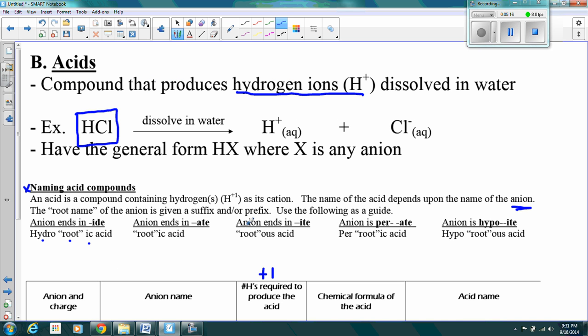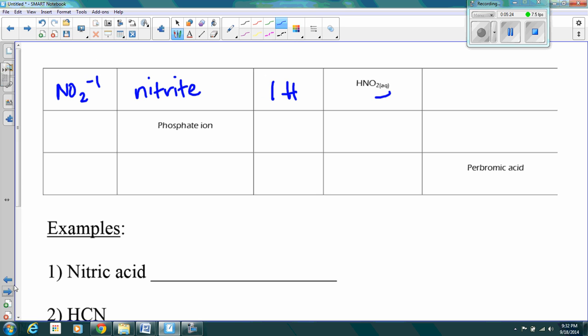So if I look at ite, the anion ends in ite. So now it's nitrous acid. So that would be the name of this acid because my anion ends in ite. So nitrous acid.